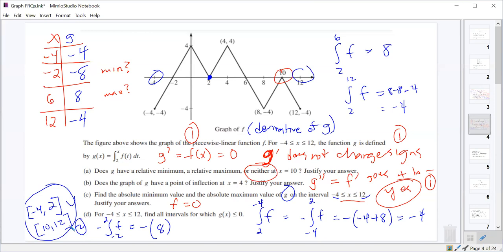Let's see, that was worth 2 points. This was worth 4 points here. One for trying -2, one for trying 6, one for showing the endpoints, and one for the final answer.